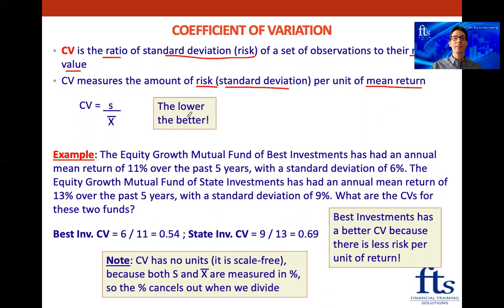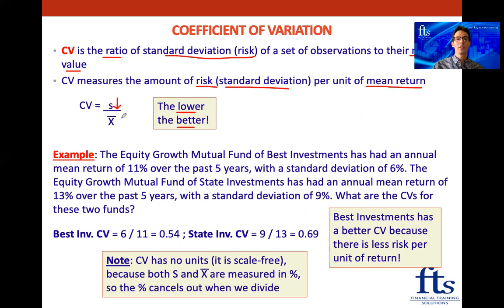So we can see here that I've put a little box. The lower the CV, the better. Why is that? Because the amount of risk, which is the standard deviation, is in the numerator. S is our standard deviation per unit of mean return, and our mean return is our X bar, our sample mean. So what do we want? As we were saying a few slides ago, we want the risk, the standard deviation, to be as low as possible, because then we are deviating the least. The lower the standard deviation, the less we are deviating around the mean. So we want a low numerator there.